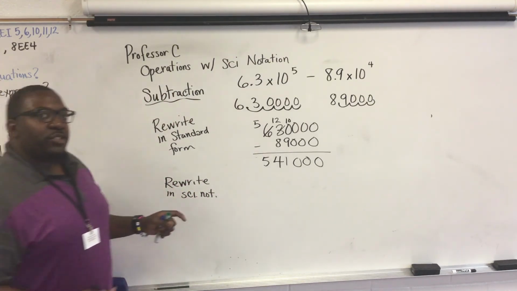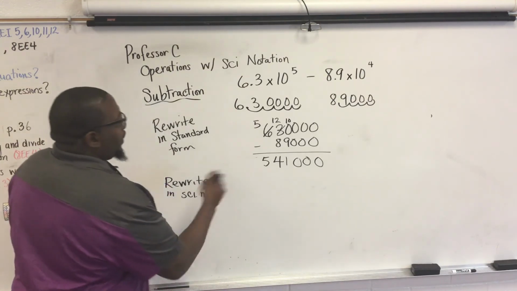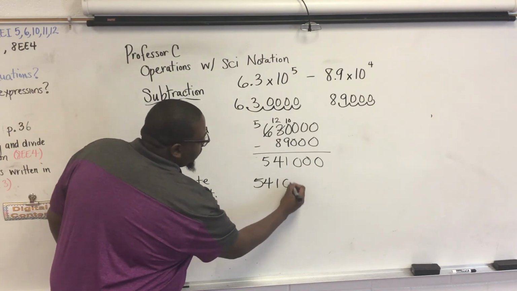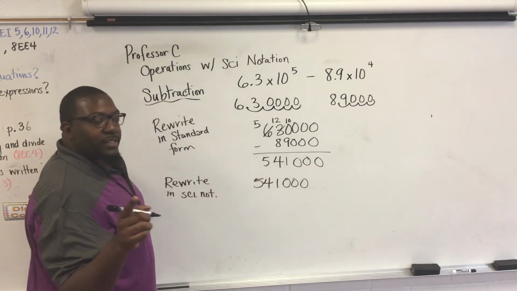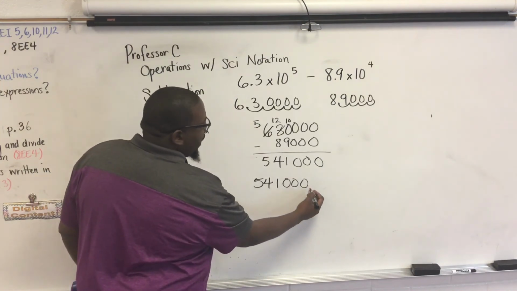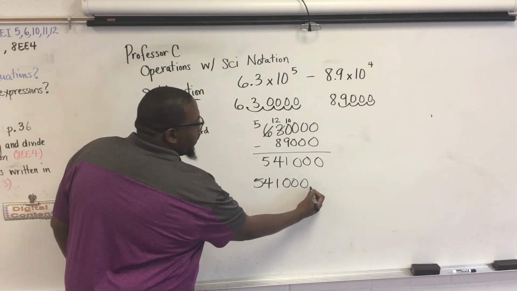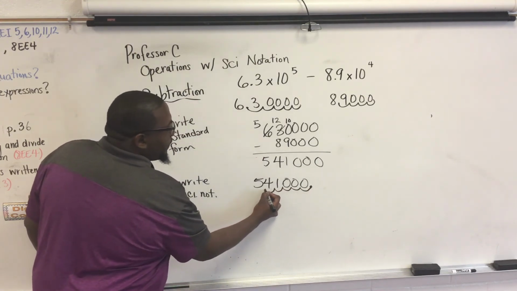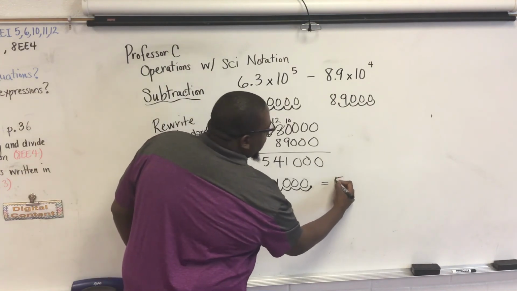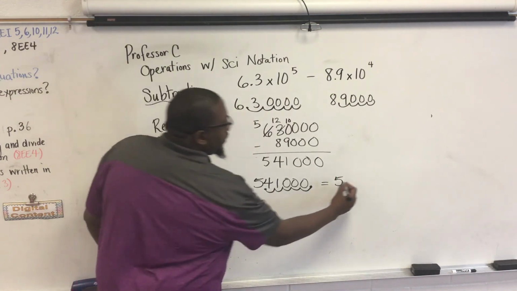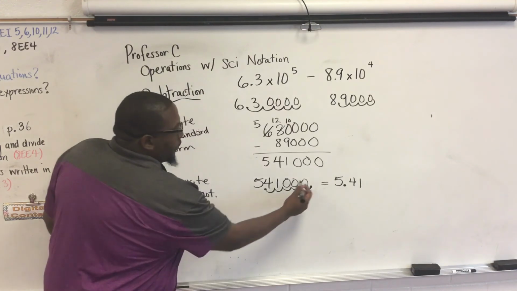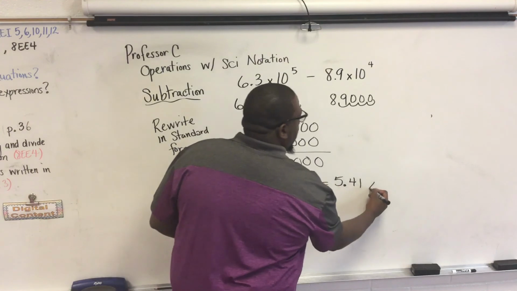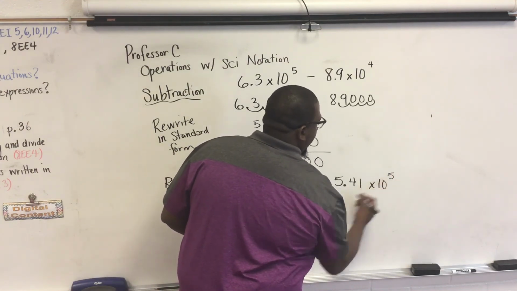So let's check this out. Let's rewrite it back into scientific notation. So I'll rewrite my number so I can count how many decimal places I need to have in my final answer. So if I start at my decimal place here, I count 1, 2, 3, 4, 5 again. So my answer will be 5.41. Remember, these are trailing zeros. They're not necessary in my answer. Times 10 to the 5th power.